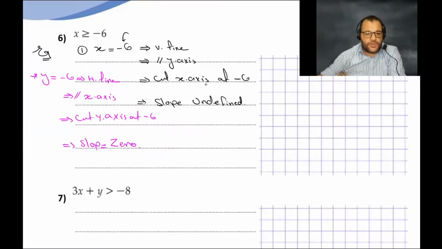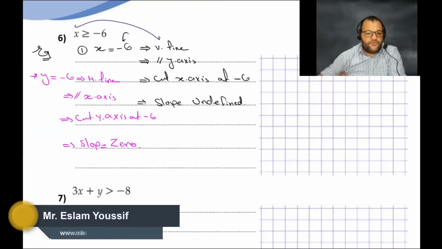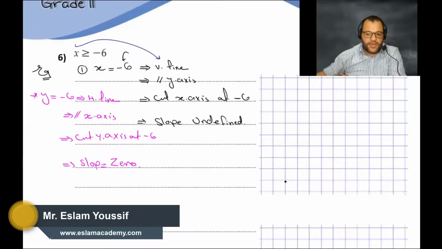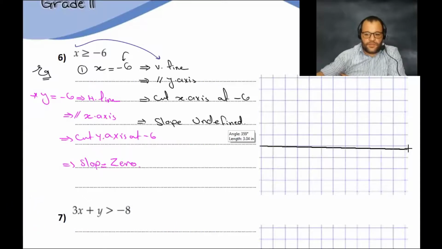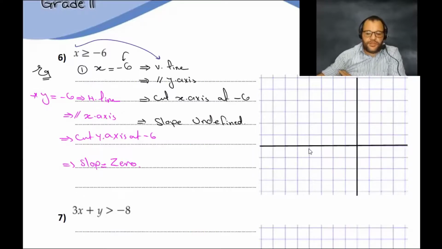Any problem for this one? Now we have x. x means a vertical line. So how can we graph this line? That is the coordinates. That is the x-axis and that's the y-axis. And we have here -1, -2, -3, -4, -5, -6. Because I have x, it will be a vertical line. So I will draw a vertical line from -6. It will be a solid line.